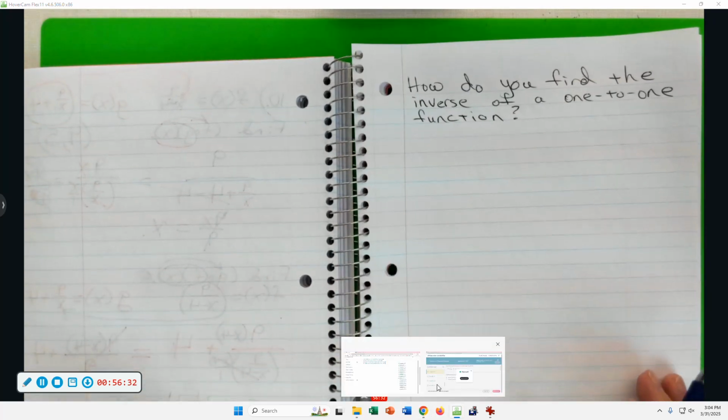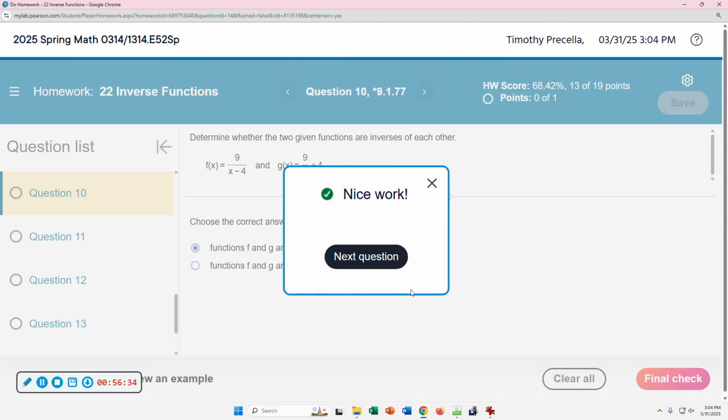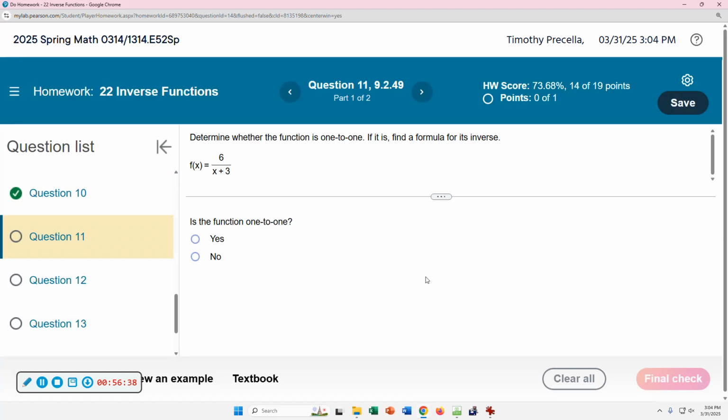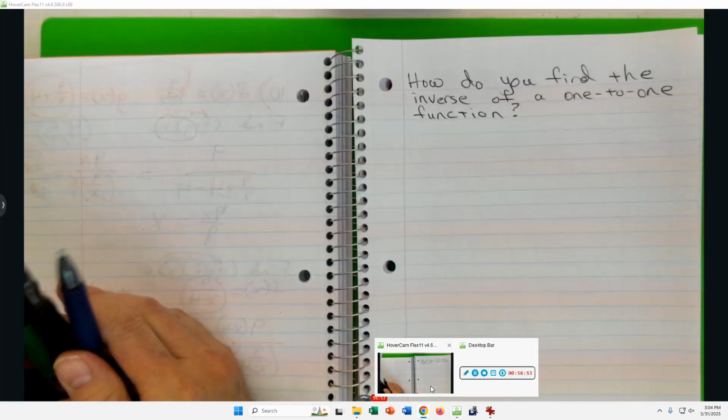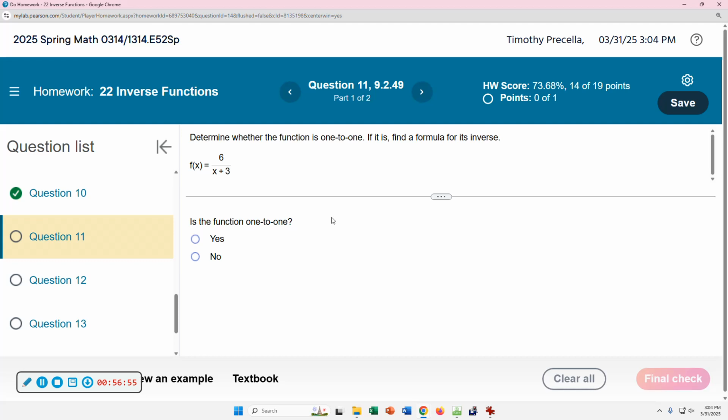Look at what we're doing on the next problem. Determine if it's one-to-one. Find a formula for its inverse. So you're going to come up with a little formula that's the inverse of this. Okay? Look at that function. The first step we're going to do in this process is we got to verify that the function's one-to-one.